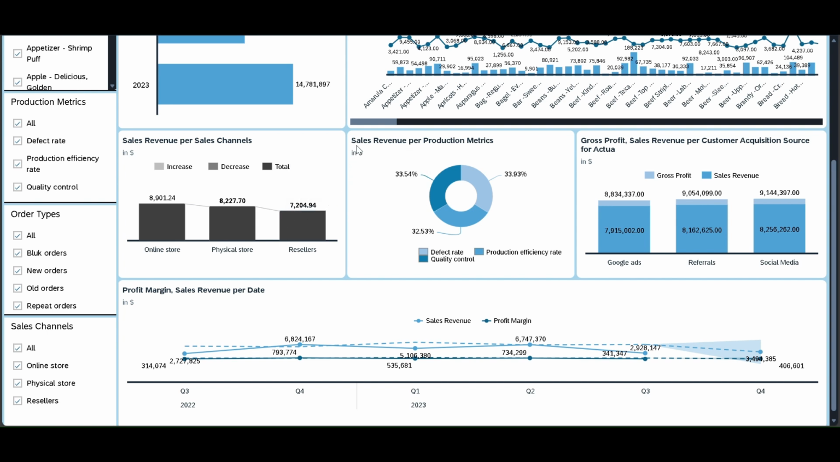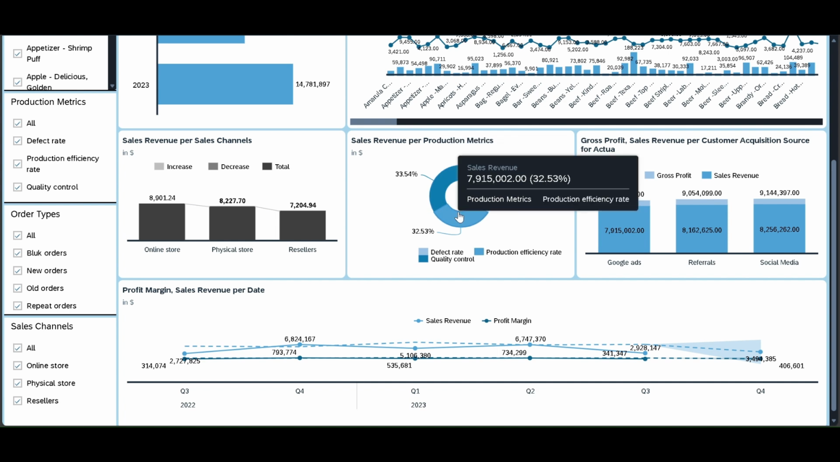The next chart reveals how production performance links directly to revenue. 3 metrics: defect rate, production efficiency rate, and quality control contribute around 32% to 34% each to revenue. These insights help pinpoint operational strengths and weaknesses.